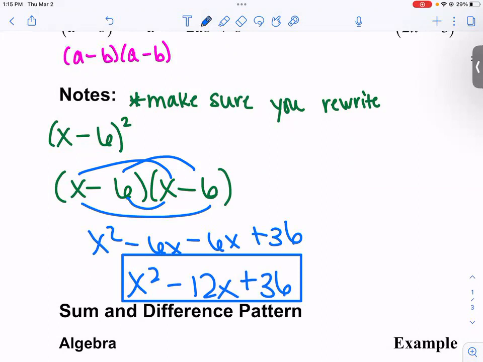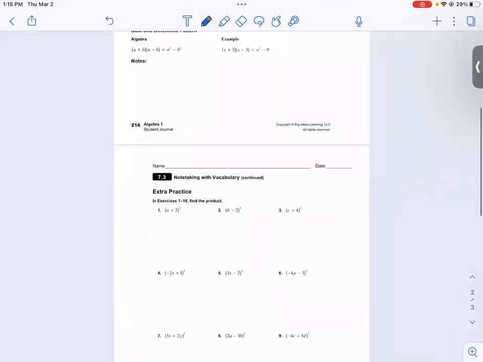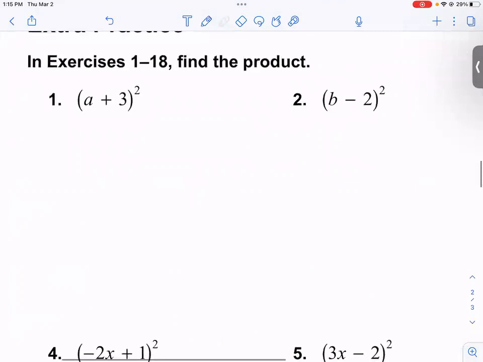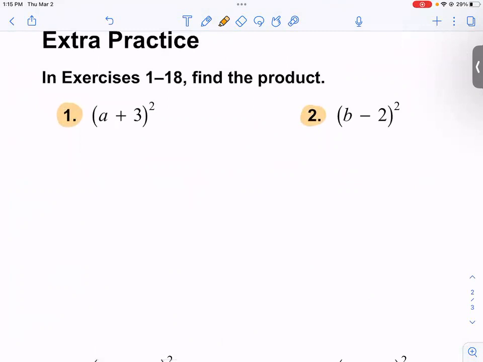Page 216 is where we're at. Okay. So what I want you to do, I want you to go over to page 217, and can you please find me the products for 1 and 2? Don't pull a Preston.